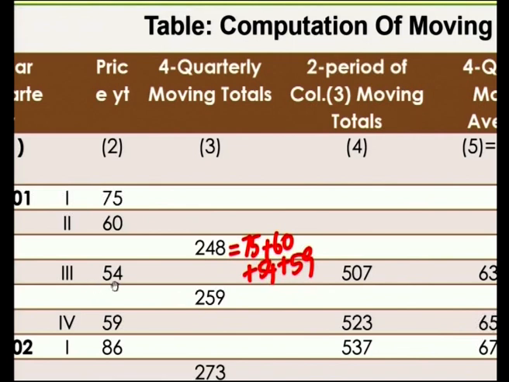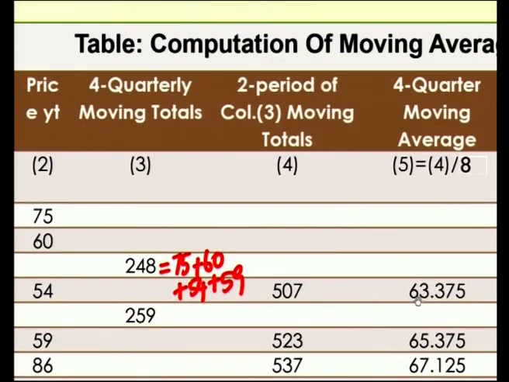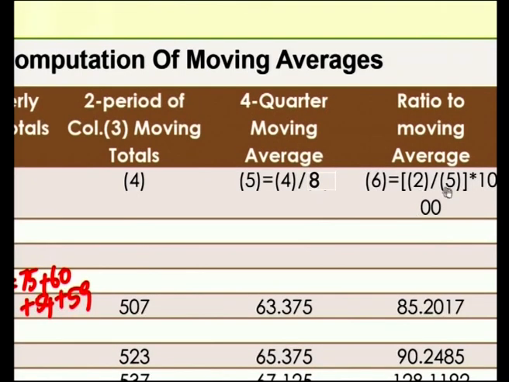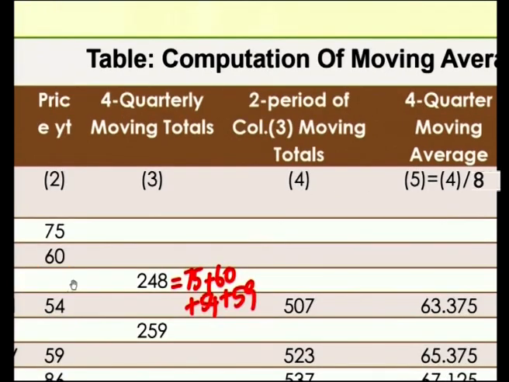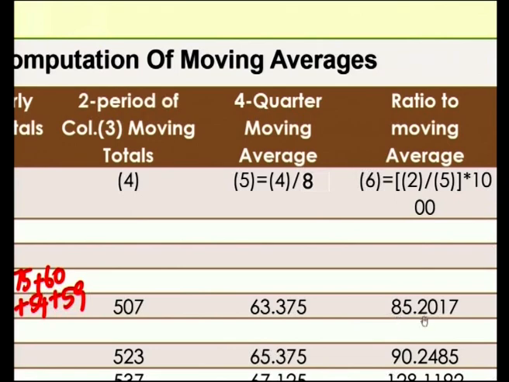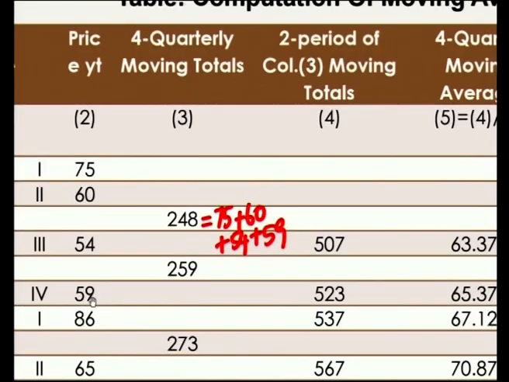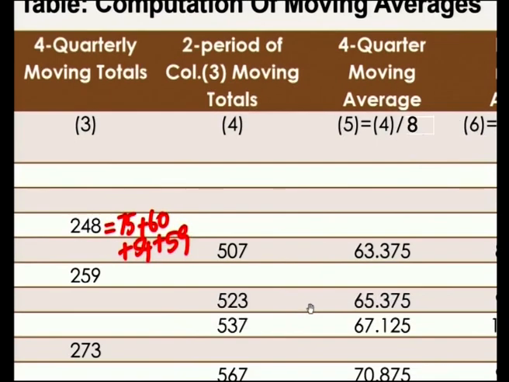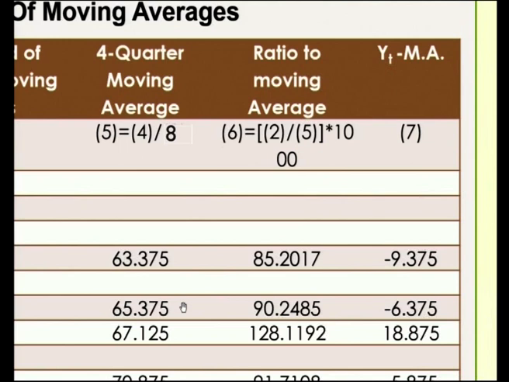So, corresponding to 63.375, which we have calculated as the moving average, the corresponding value given in the question is 54. Therefore, it is column 2 divided by column 5 into 100, that is 54 divided by 63.375 into 100, which is 85.2017. Likewise, 59 divided by 65.375 is 90.2485. Likewise, ratio to moving averages are calculated.